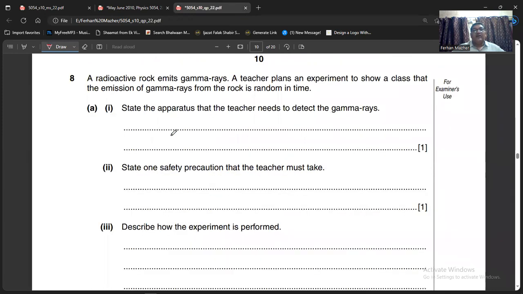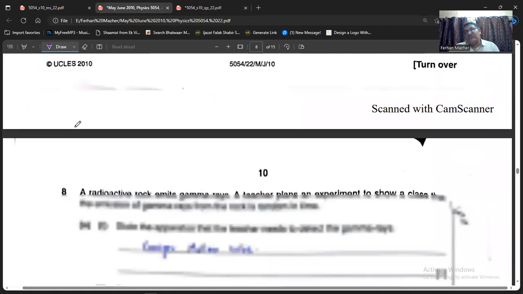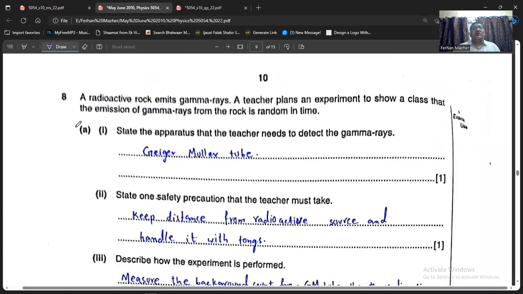7. Now we are on question number 8. A radioactive rock emits gamma rays. A teacher plans an experiment to show a class that the emission of gamma rays from the rock is random in time. State the apparatus that the teacher needs to detect the gamma rays. So to detect the gamma rays, normally we will be using the famous GM tube, the Geiger-Müller tube.